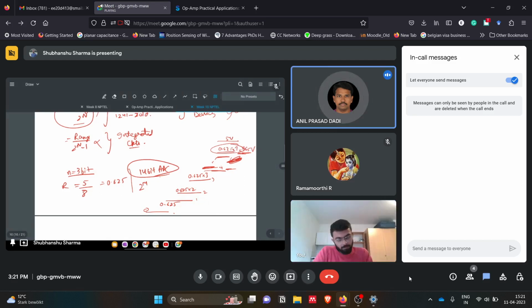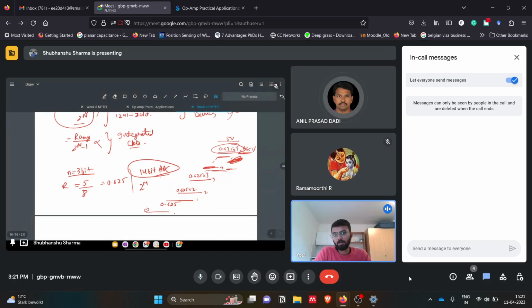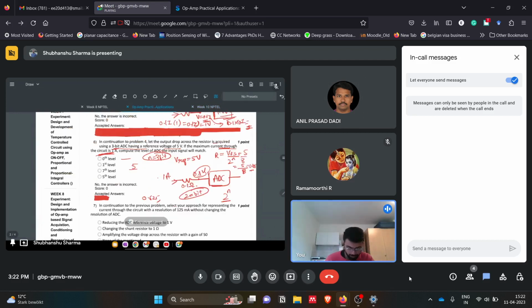If I have a choice of reducing the number of levels, my cost will get reduced. Yes, cost will reduce, of course, but you will not have that much accuracy in your signal. Your signal will not be precise. So there is a trade-off, and you can balance these things in between. So this question I think is clear.